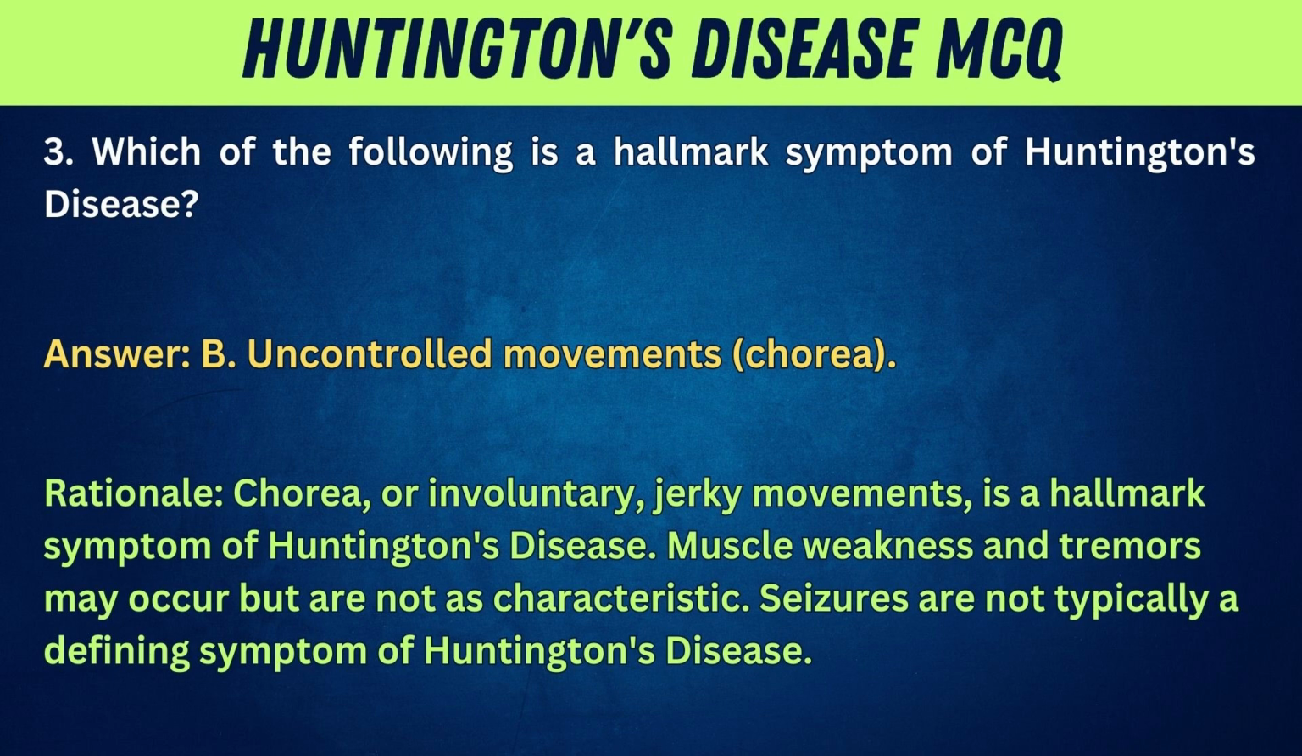Rationale: chorea, or involuntary, jerky movements, is a hallmark symptom of Huntington's disease. Muscle weakness and tremors may occur, but are not as characteristic. Seizures are not typically a defining symptom of Huntington's disease.